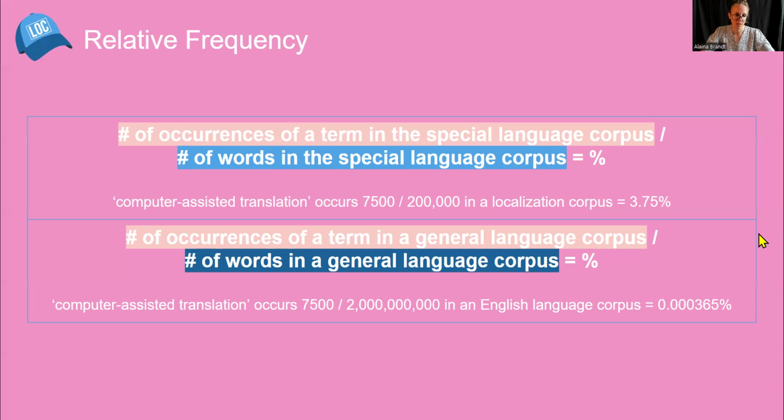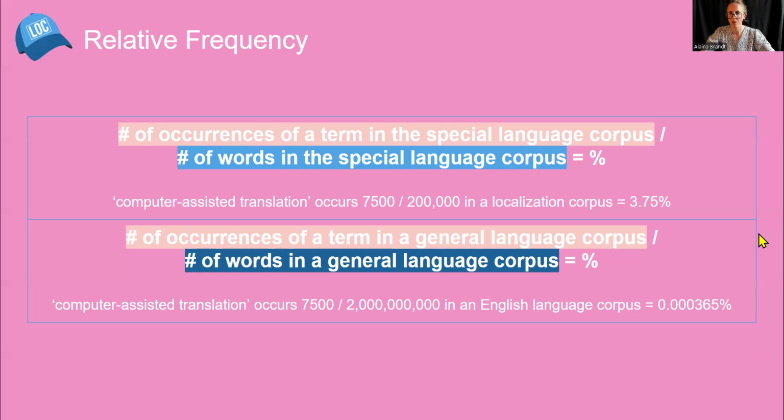That's because the term is being used more frequently within the community of specialists, subject matter experts who talk about a specific topic with frequency. For example, let's say that the term computer-assisted translation, just by a stroke of luck, occurs in both a special localization corpus and a general language corpus around 7,500 times.